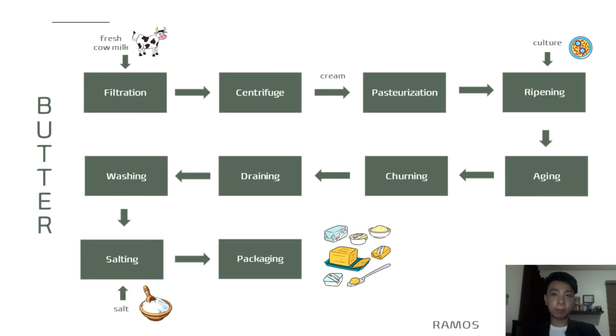Another optional step is to wash the butter with water to ensure that all the buttermilk is washed out. However, this process is rarely done in the industry today. Salt is then added to improve the butter's flavor and shelf life before it is sent for packaging.